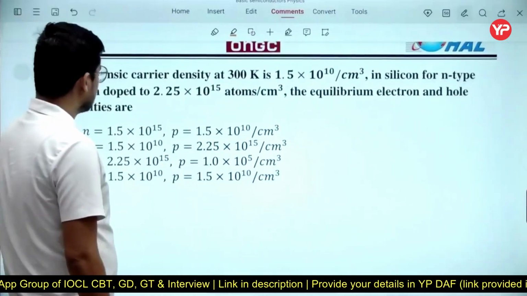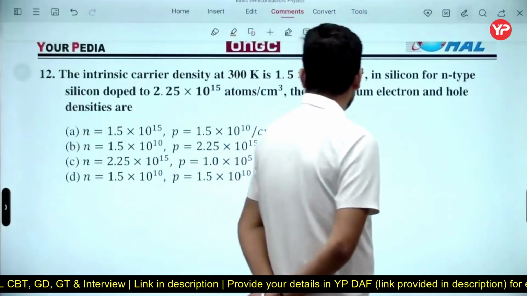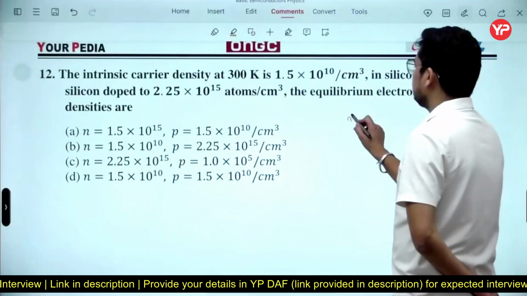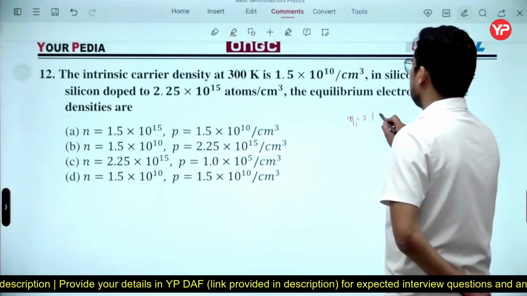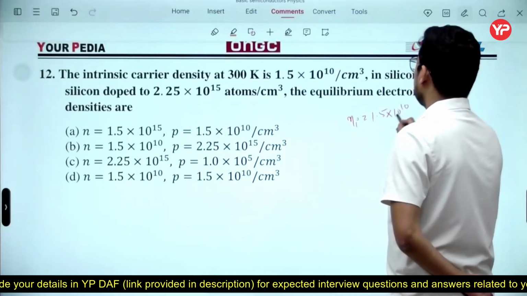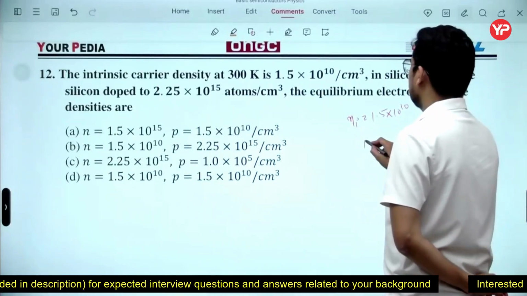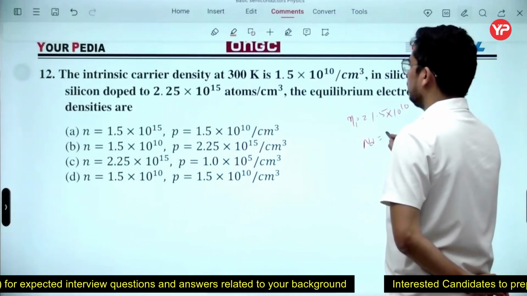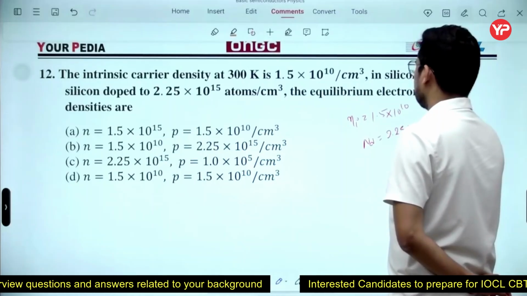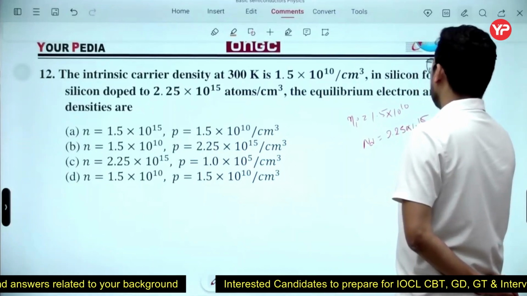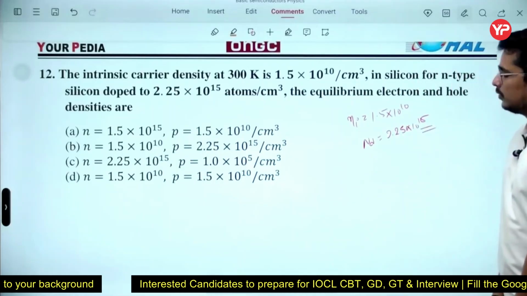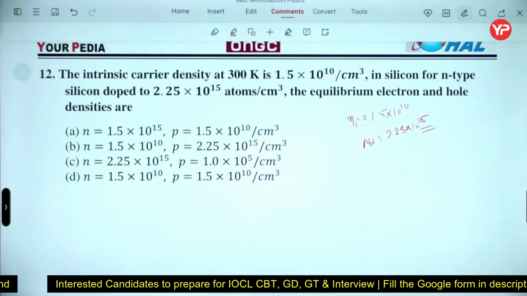Now, this is the question. The intrinsic carrier concentration at 300 K is given to you: 1.5 into 10 raised to power 10. N-type silicon is doped with donor impurity of 2.25 into 10 raised to power 15. Electron and hole concentration both you have to calculate. Do it fast.